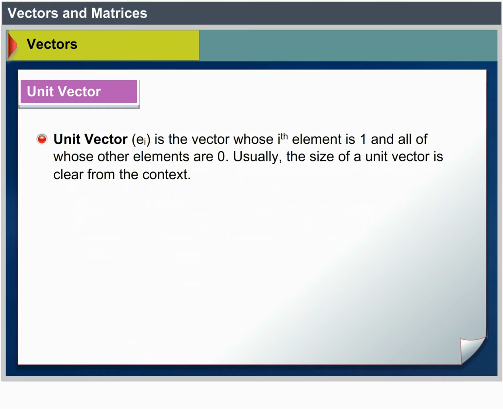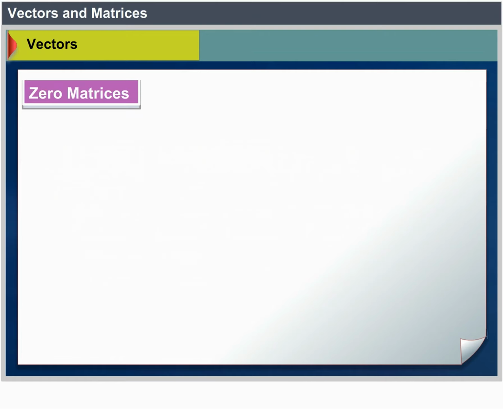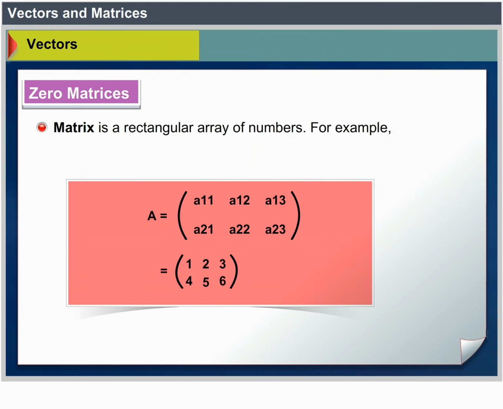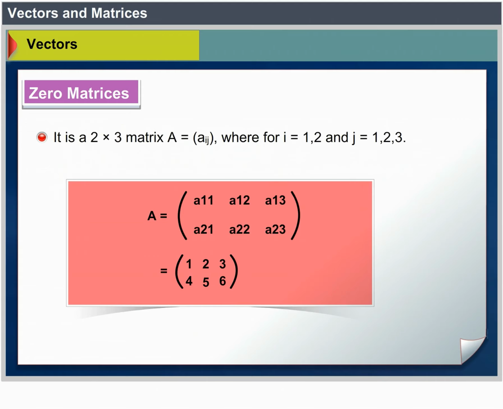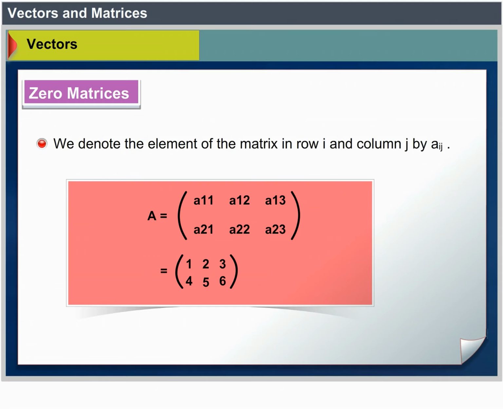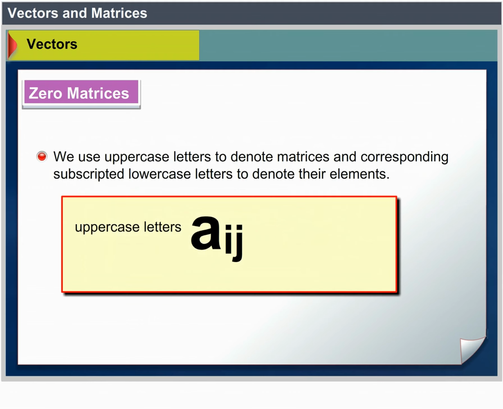Matrices. A matrix is a rectangular array of numbers. For example, the matrix A is shown here. It is a 2 by 3 matrix. A = (a_ij), where i = 1, 2 and j = 1, 2, 3. We denote the element of the matrix in row i and column j by a_ij. We use uppercase letters to denote matrices and corresponding subscripted lowercase letters to denote their elements.